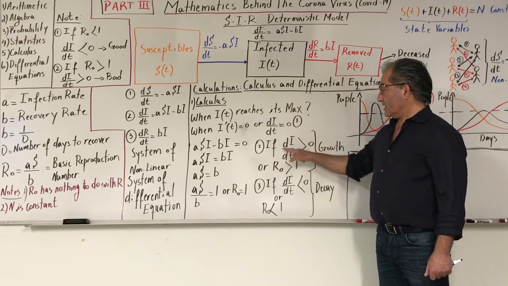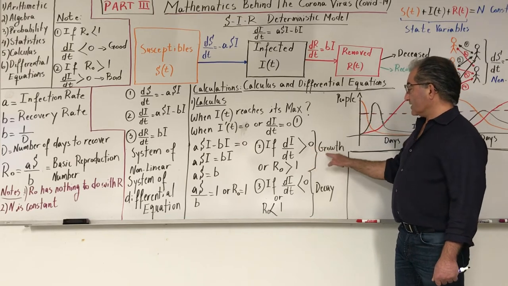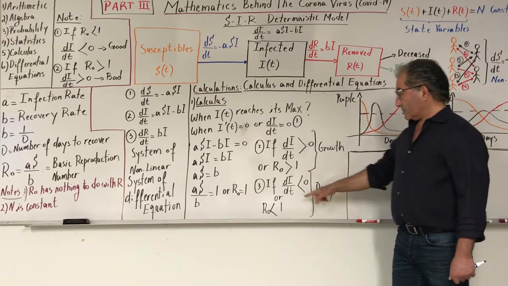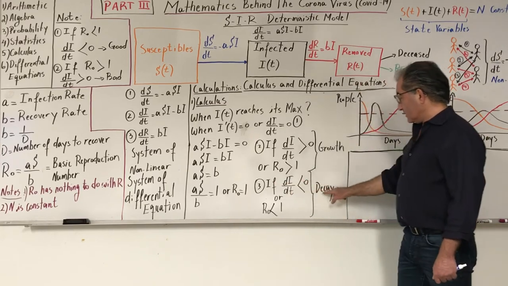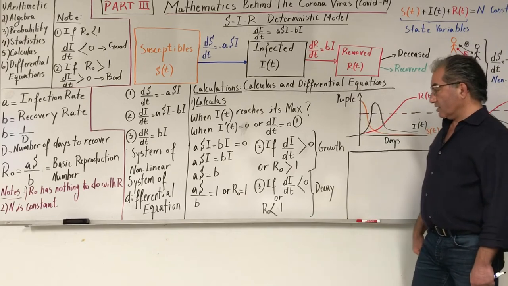So the second case, if di/dt is positive, then it's a growth, or R0 is greater than 1. If di/dt is less than 0, then it's a decay, or R0 is less than 1.